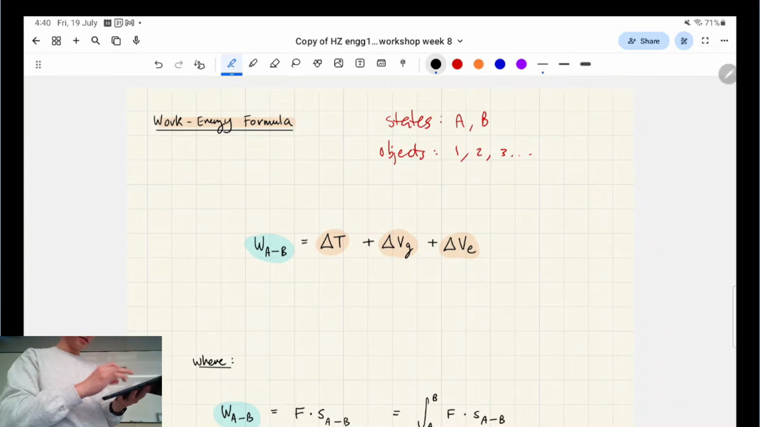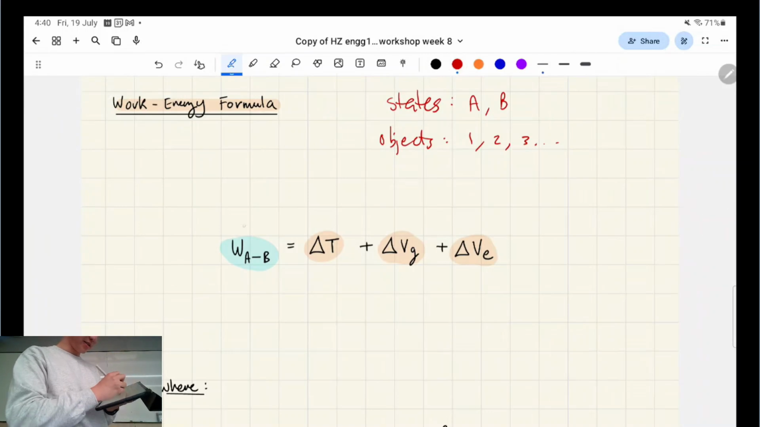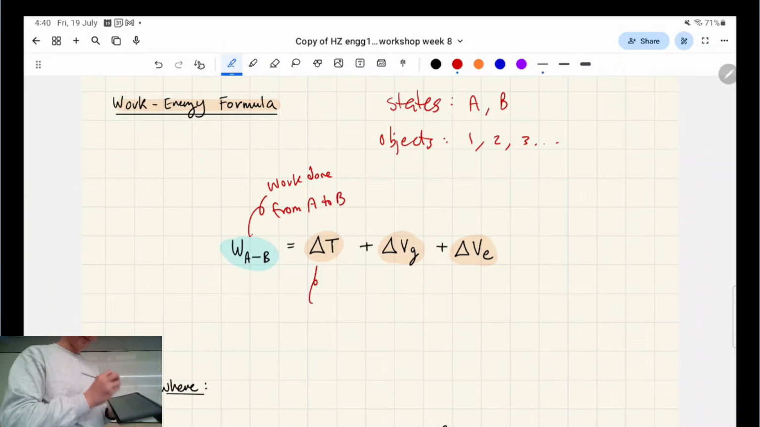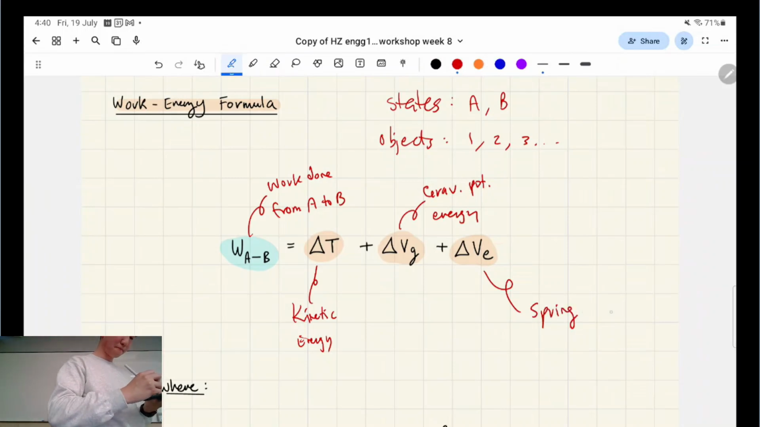So the change in work, the work done from A to B, is denoted like this. And it's equal to kinetic energy, as we've said, kinetic energy, gravitational potential energy, and spring potential energy, right? Which was that formula I showed above, right?